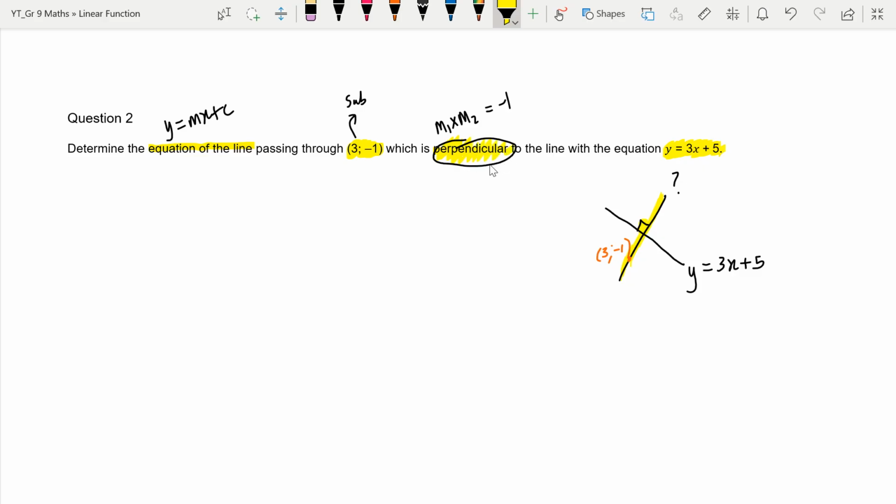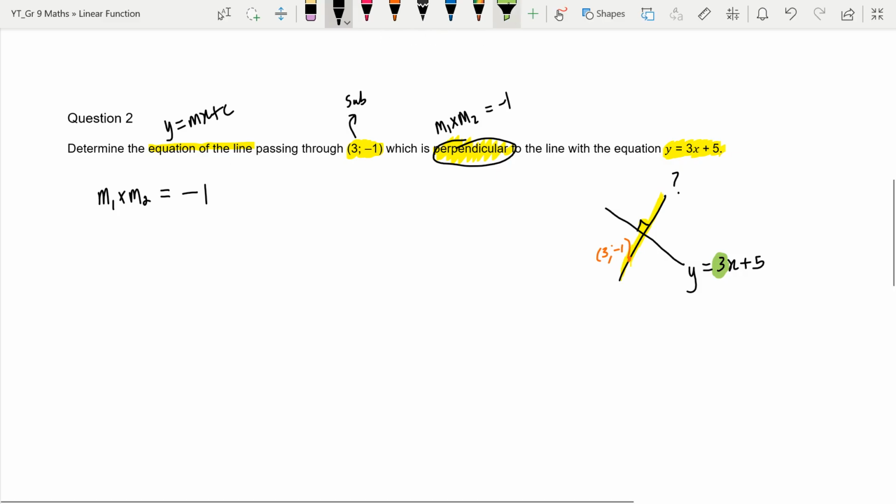Why? Because there's something about the gradient. So this one is in standard form, and we already know what its gradient is. The gradient of this line is 3. So we can use that to get the gradient of our line. So with a gradient of 3, the gradient of the line that we've got times our line with the missing gradient will give us -1. Why? Because the lines are perpendicular.